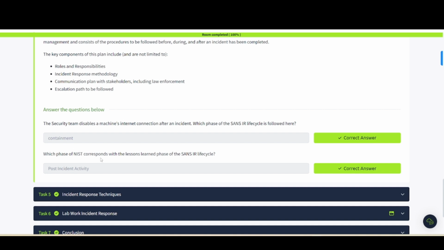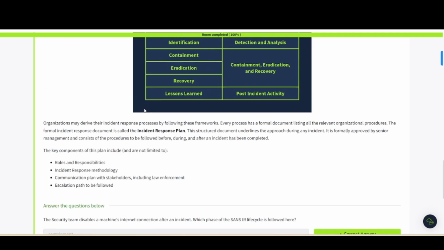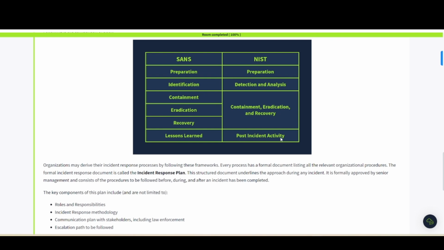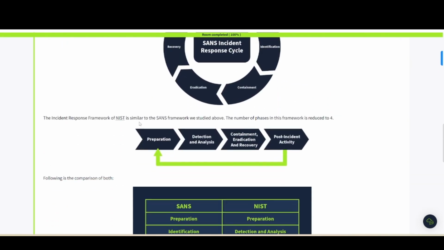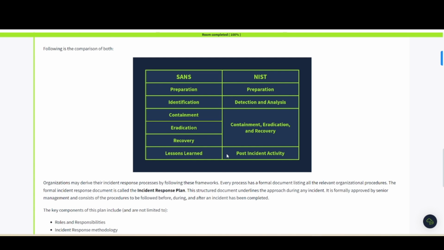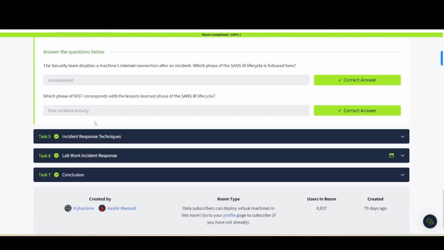Which phase of NIST corresponds with the lessons learned phase of the SANS IR lifecycle? And that's going to be the post-incident activity. All right, as we're taking a look here, lessons learned, post-incident activity. Okay, same thing, just a different word for it, right? I've also seen this called a post-mortem report or something like that.